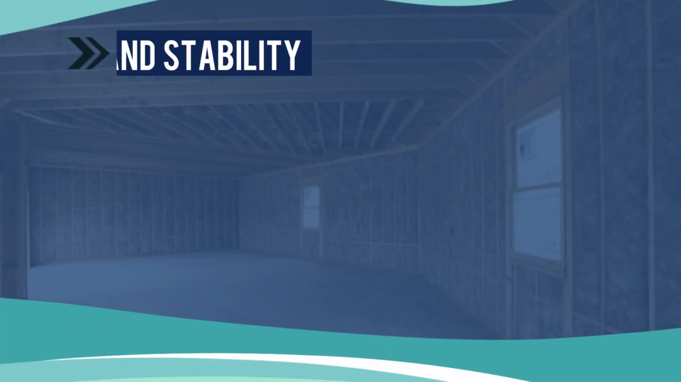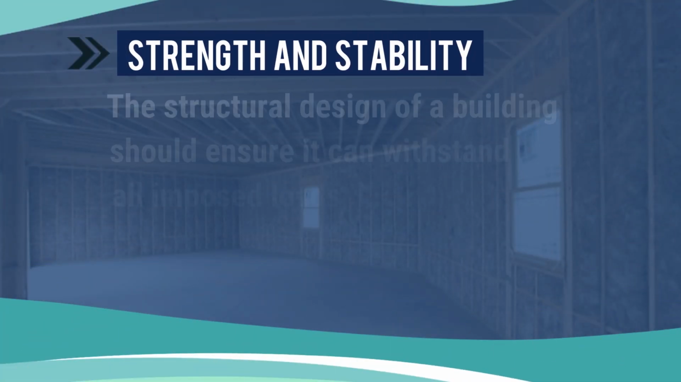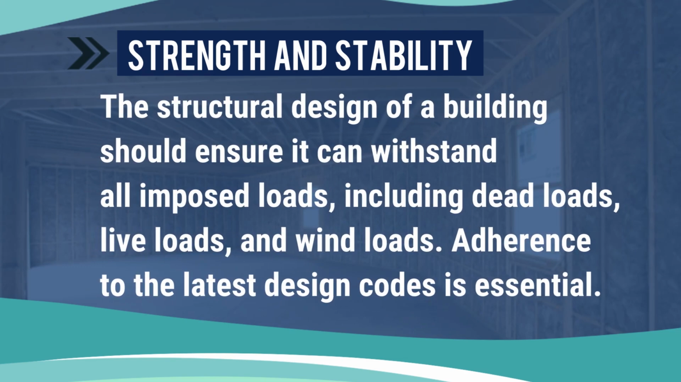Then the next is strength and stability. The structural design of a building should ensure it can withstand all the imposed loads, including dead loads, live loads and wind loads. Adherence to the latest design code is essential. Key considerations include, first, load calculations.